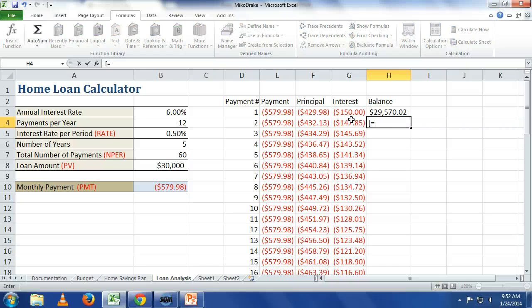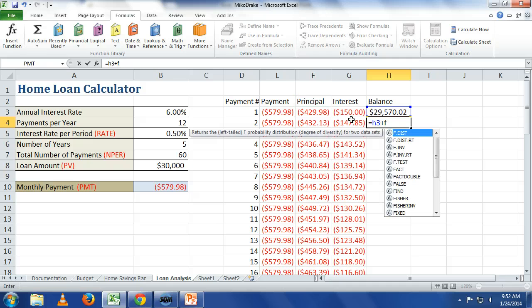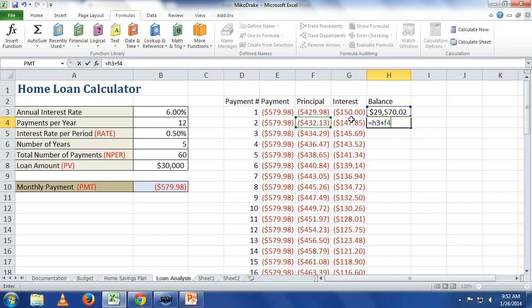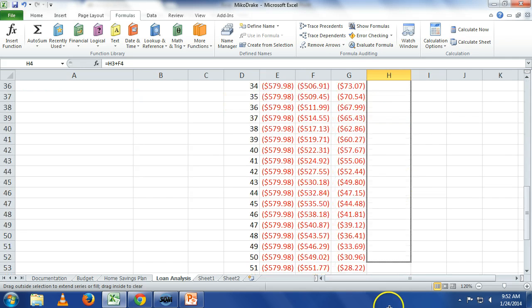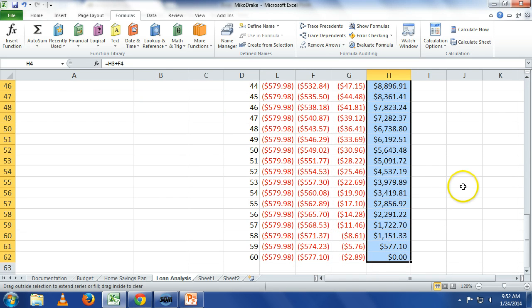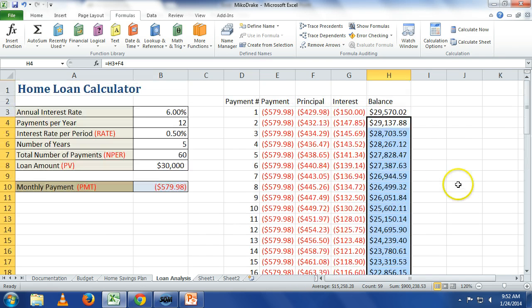The second payment, I'm going to owe H3 plus, what is that, F2? Yeah, F2. And now I'm going to be able to, not F2, F4. And then if I drag this down, that is how your loan gets down to 0. Okay? And this wasn't in the book, I just added this in. Nico add-on.